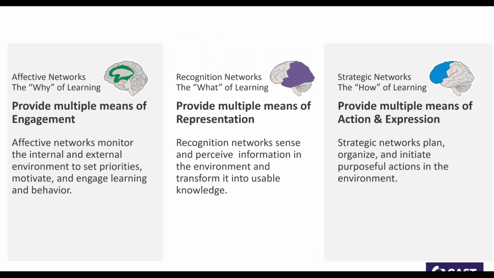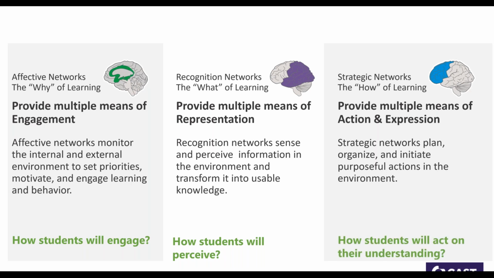Again, to kind of put this in more of a blown up portion, provide multiple means of engagement means that the affective network monitors the internal and external environment to set priorities, motivate, and engage learning behavior, looking at how students will engage. The what is to provide multiple means of representation, so the recognition network senses and perceives information, the environment, and transforms it into useful knowledge. There we go. The how students will perceive. And then provide multiple means of action and expression. This is the strategic network: plan, organize, initiate, purposeful action. And this talks about how the students will act on their understanding.